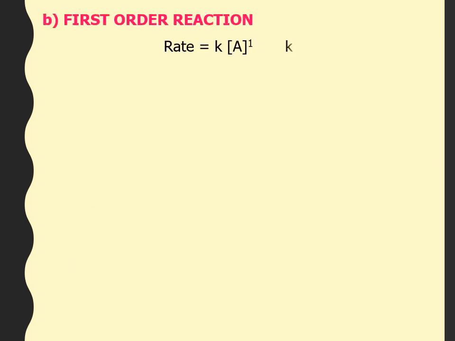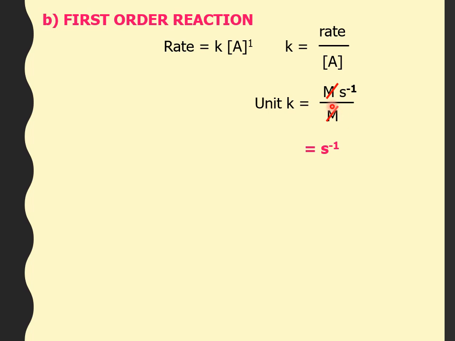For first order reaction, let's replace the 0 just now to become 1. So the rate law is equals to k concentration of A to the power of 1. So we want to know the unit for k. So we put k in front as the subject. Therefore, k equals rate divided by the concentration of A. So what is the unit here?